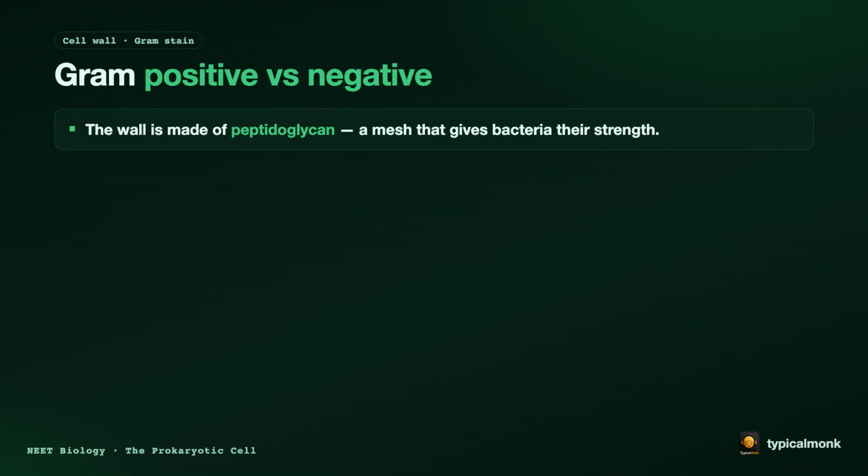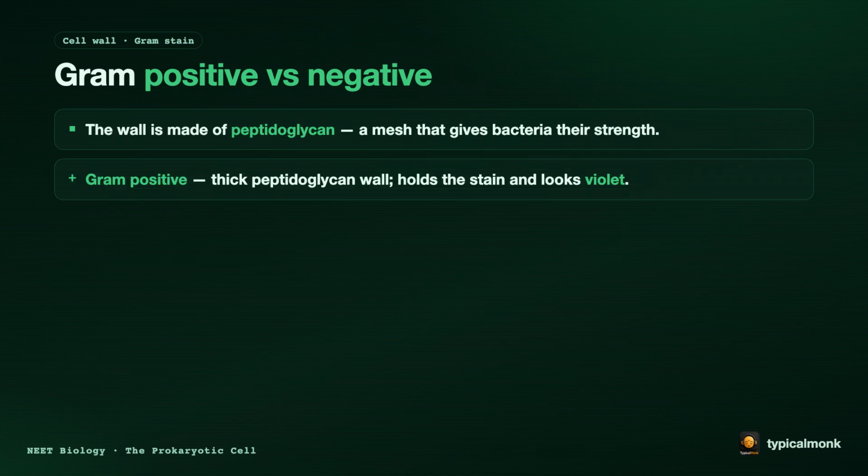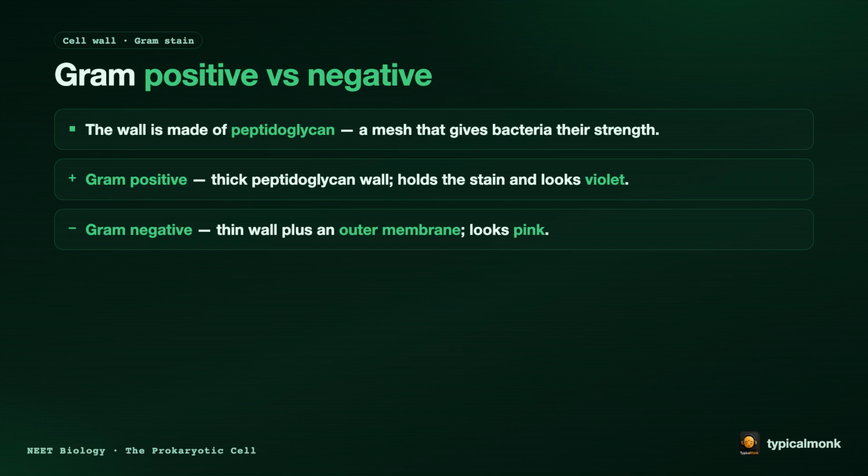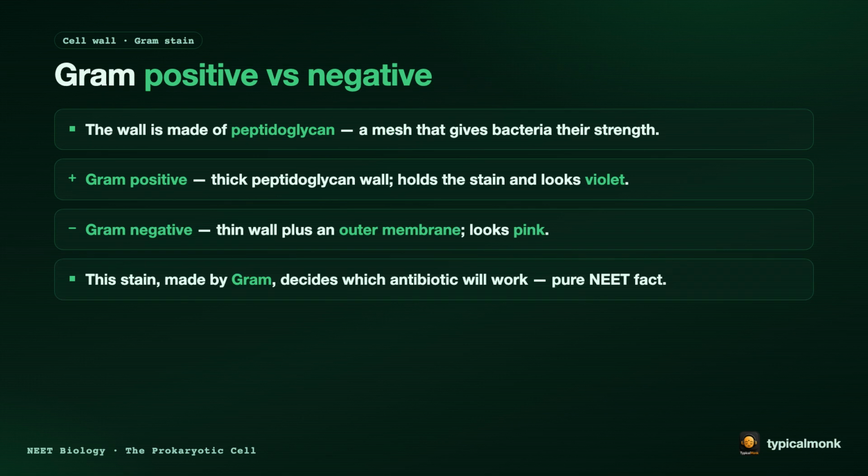Now, let's look at the cell wall a little more closely, because a very commonly asked question comes from here. The wall is made of peptidoglycan, a mesh-like material that gives bacteria their strength. In gram-positive bacteria, this wall is thick. They hold the stain and look violet. In gram-negative, the wall is thin, but has an extra outer membrane on top. They look pink. This stain test was made by a scientist named Gram, and it decides which medicine will work.